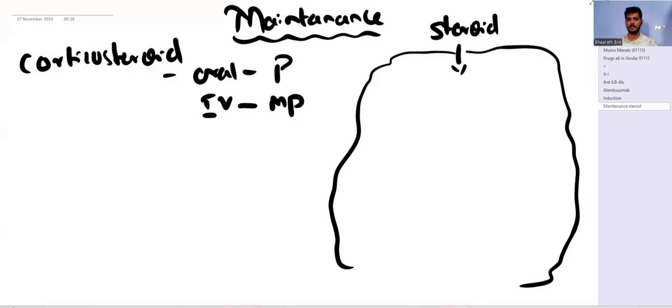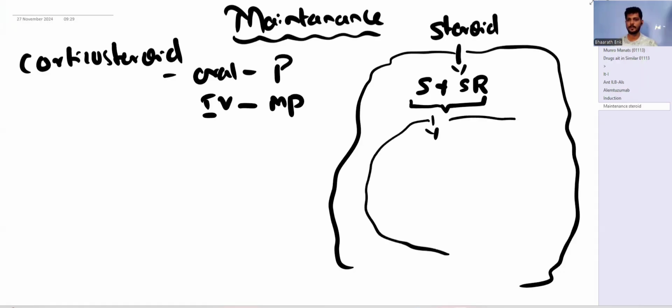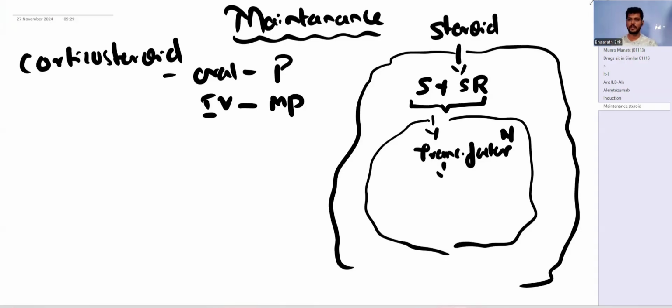And in this cell, this steroid will bind to a steroid receptor. It does not need a cell surface receptor. It can directly enter into the cell because it is a steroid, and it will bind to the steroid receptor in the cytoplasm of the cell. And once this binds, it will enter into the nucleus. And in the nucleus, this acts as a transcription factor. And this transcription factor increases the transcription of I kappa beta. Right? So this is what a steroid does.